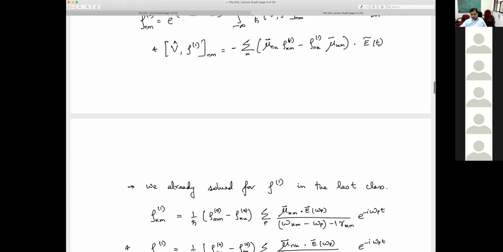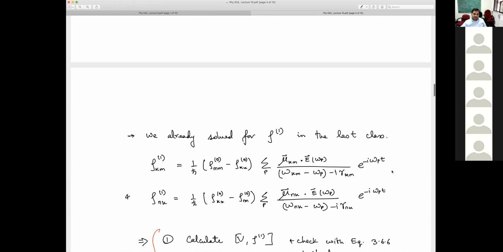The rho 1 we had already calculated in the last class. We had a general index of nm. Now I'll change the index so that I match with this term. So rho 1 km. I'll just take the result from our last class and change the indices. You need to check this explicitly.